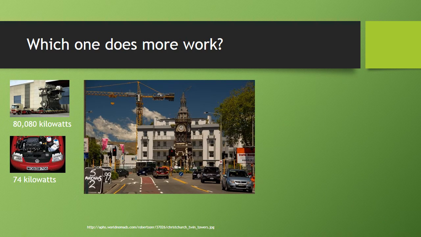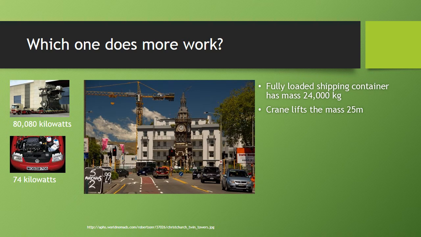Well, for an example, let's have a look at this situation with the crane. Let's say the crane is lifting a fully loaded shipping container with a mass of 24,000 kilograms, and it's lifting at a distance of 25 meters. We can use our gravitational potential energy equation to calculate the amount of energy it's doing, which is 6 million joules or 6 megajoules. So which engine will be able to do that amount of work?